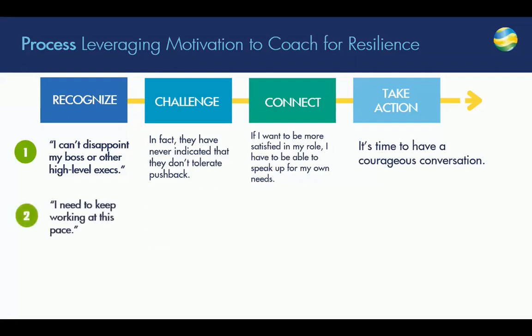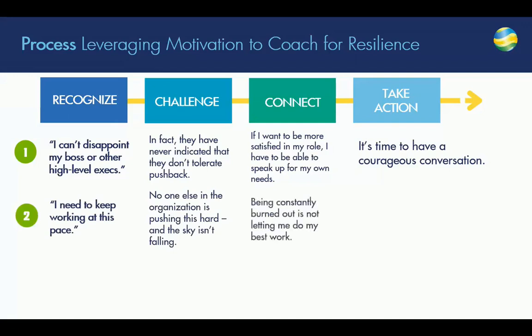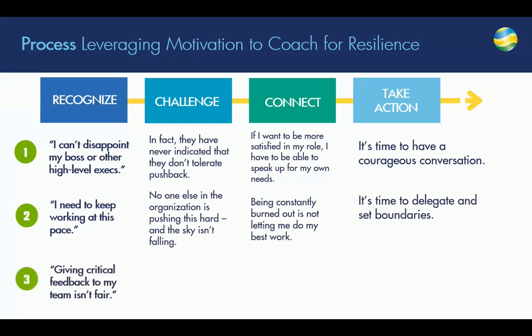Well, again, is that one really true? And when we looked at it more closely, it was like, no, nobody else is working this hard and the sky isn't falling. And again, is being burned out really helping me in what I'm trying to do? And so she decided that, okay, it's time to delegate more and to set more boundaries with my team and with my boss. And then giving critical feedback to my team isn't fair.